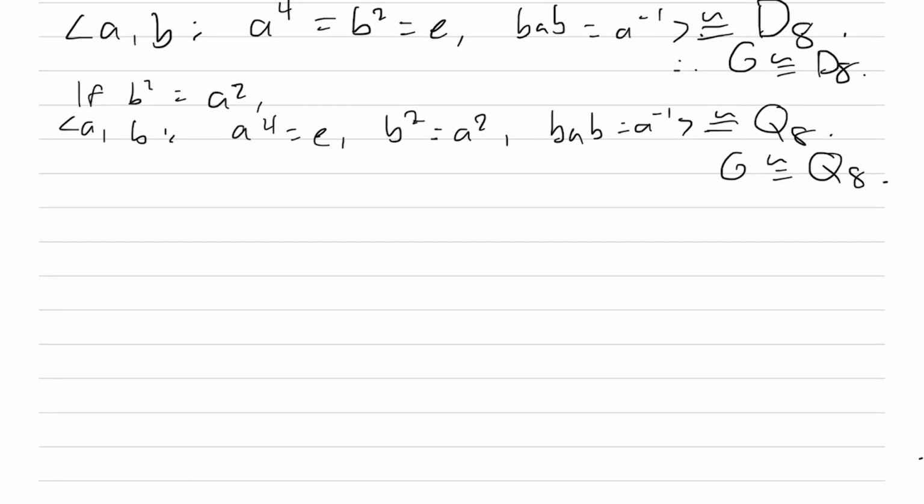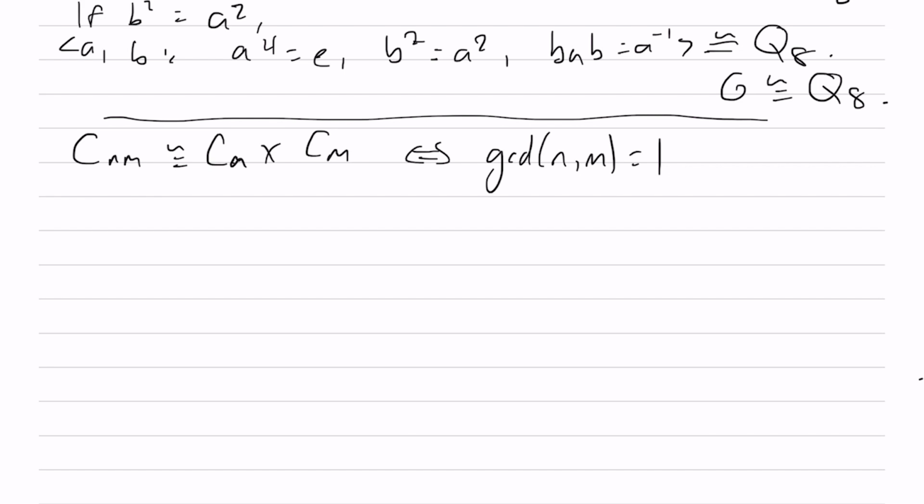Now if you know the classification of finite abelian groups, you can do the abelian part a little faster. You can just recognize that an abelian group must be a direct product of cyclic groups, and we know that CNM is isomorphic to CN cross CM if and only if N and M are coprime. So we can just enumerate all the ways we can possibly split up A to get that the abelian groups must be C8, C4 cross C2, and C2 cross C2 cross C2.